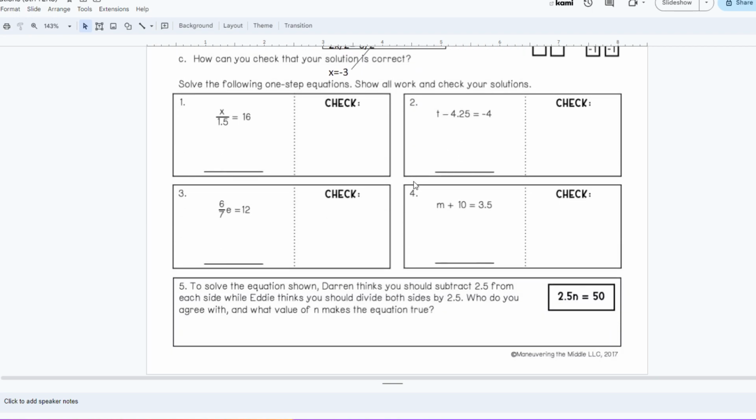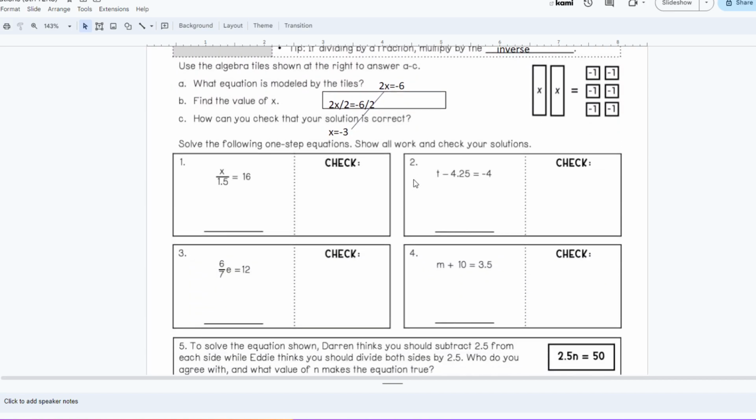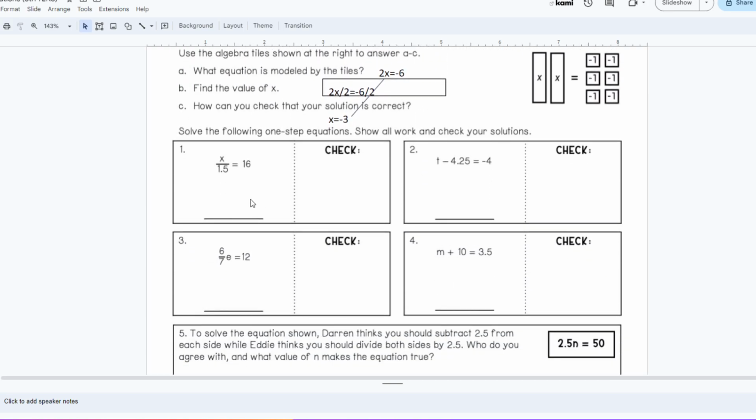So let's look at these examples down here. As always, I'm going to go through this first page with you. So solve the following one-step equations. Show all your work and check your solutions. So if you want to give this a try, pause your video and try all 4 on your own and come back to me when you're done.